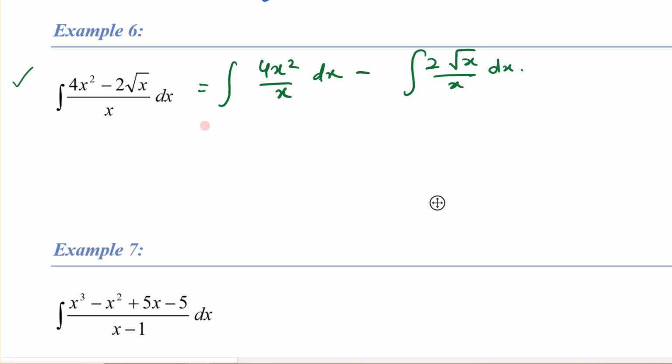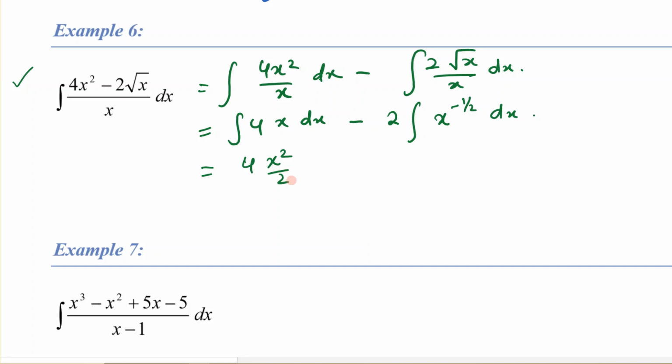And x cancels. So here we have 4x dx minus, again, we have x raised to the power half on top and x down below. When we simplify it, we get x to the negative half power dx. And now we know how to take the integral of x. So the integral of x is x squared over 2, and for this one, just increase the power by 1, so it becomes x to the positive half over half, plus c.